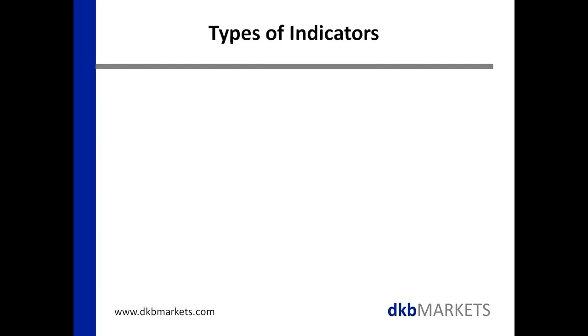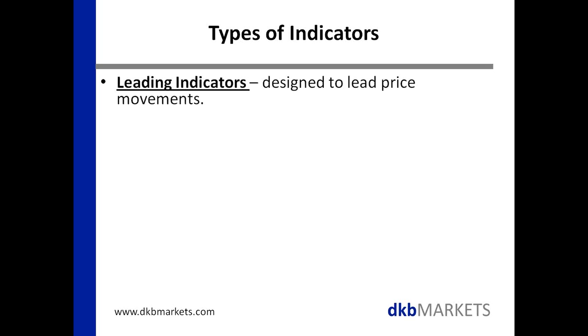So among all these types of indicators, like I said, there are so many of them, but again, they're categorized into two types. You have what we call the leading indicators. These leading indicators are designed to lead price movements. So they try to give you a good idea where the market is leading. But again, it's not a 100% guarantee. Don't think that because you're using leading indicators, you're 100% sure where the market is going.